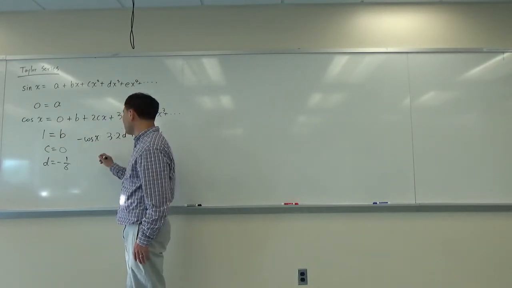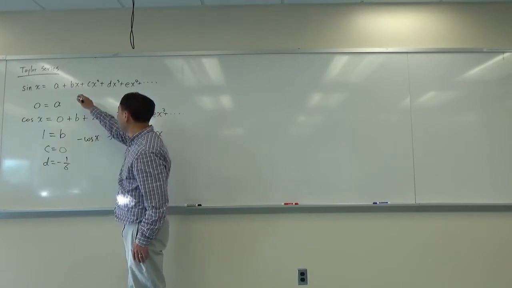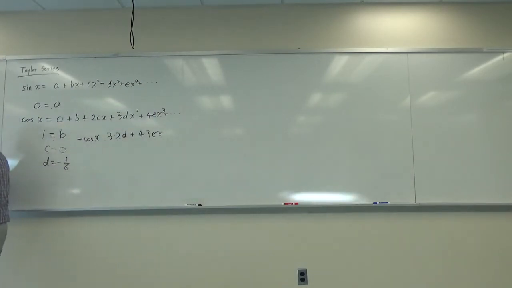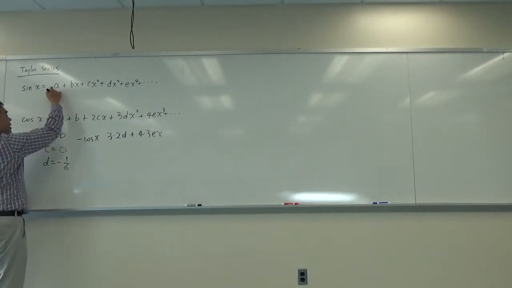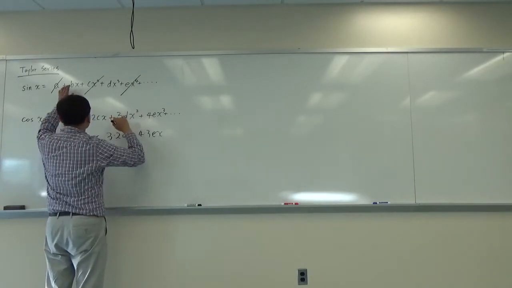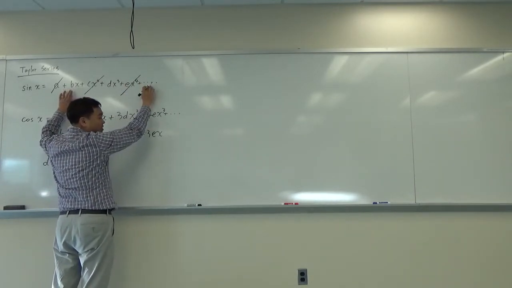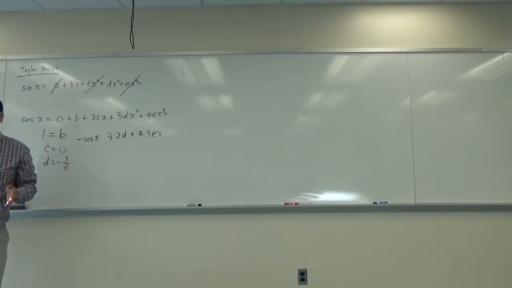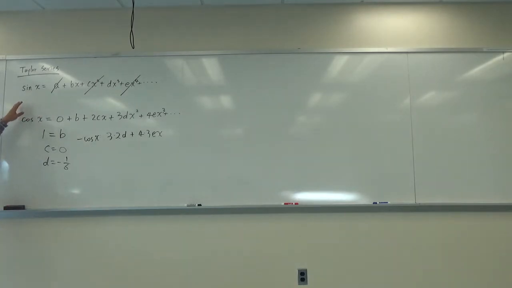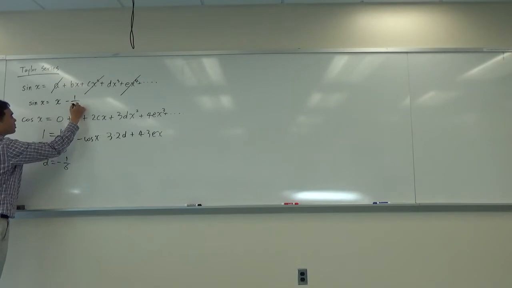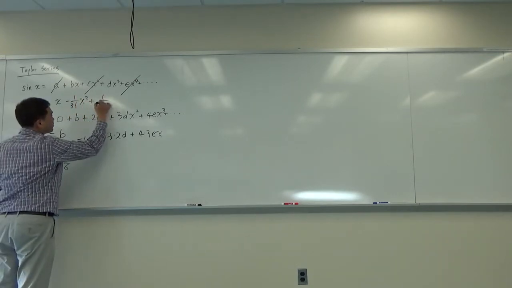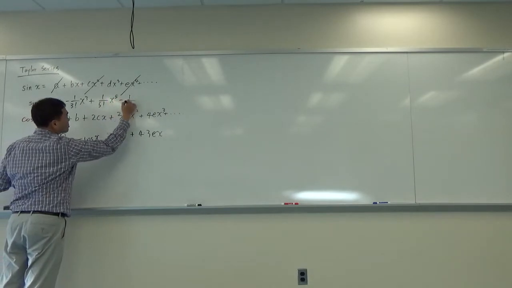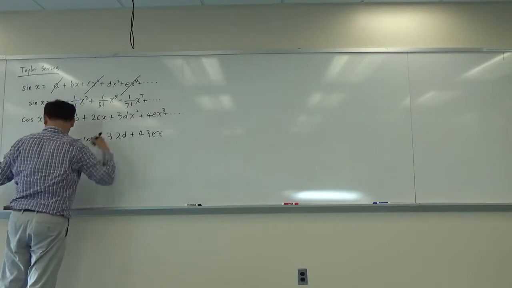You continue this, and you end up with the following values for A, B, C, D, E. I mean, you can plug them back in, and you see that a lot of these are zero. So every odd one will be zero, and this will be 1, this will be negative 1/6, and the next one will be positive 1 over 120, but it's easier if you use factorials. So it's really like this: sine of x equals x minus 1 over 3 factorial x cubed plus 1 over 5 factorial x to the fifth minus 1 over 7 factorial x to the seventh, and so on.